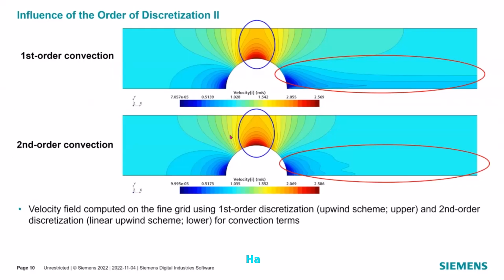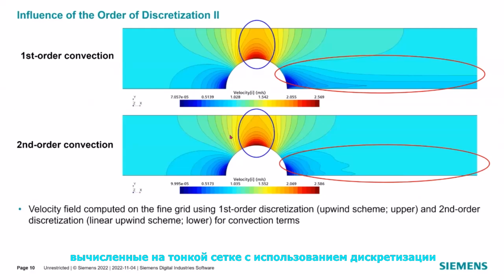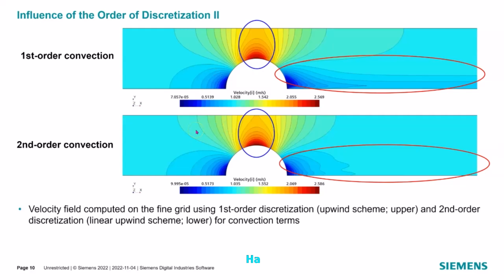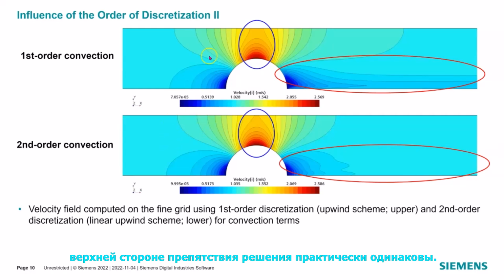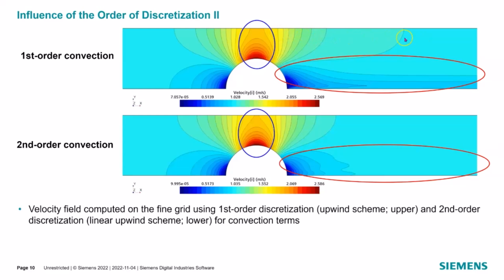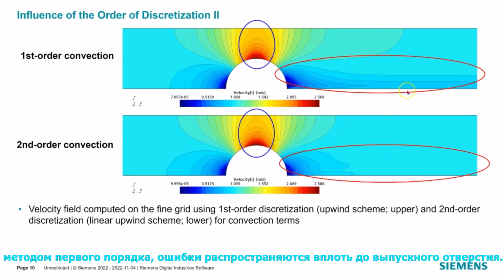These two plots show the velocity contours computed on the fine grid using the first-order discretization for convection terms and second-order discretization. The solutions are almost the same on the upstream side of the obstacle. The differences become apparent above the obstacle top and are especially large on the downstream side. The solution obtained with the second-order scheme is perfectly symmetric around the obstacle at the top wall, as required for an inviscid flow, while the solution obtained with the first-order method is obviously over-diffusive on the downstream side. Near the bottom wall, the contours from the second-order scheme exhibit oscillations, while in the solution obtained with the first-order method the error spreads all the way to the outlet.